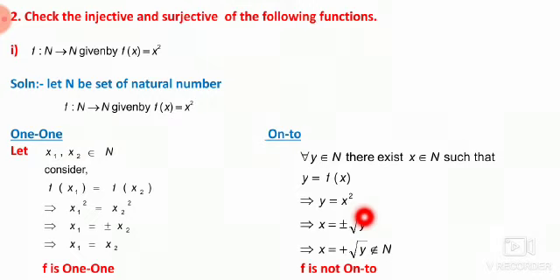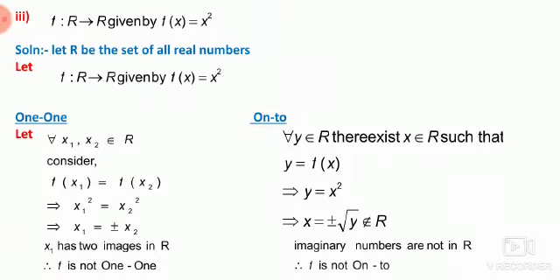Suppose I take y as 2, then root 2 is the value of x. For 2, there is no pre-image root 2 in the set of natural numbers. That's why this value of x does not belong to N. Therefore, our f is not onto. Therefore, the given function is only one-one but not onto. It is only injective but not surjective.